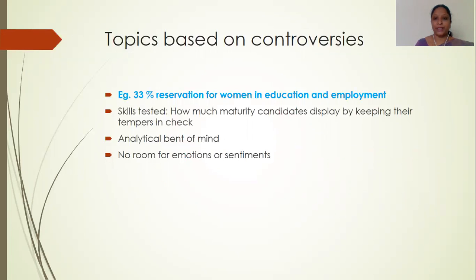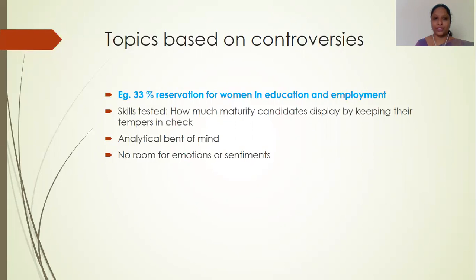Then we have topics based on controversies. Controversies means there is some issue related to it and there is a lot of debate that can happen. For example, 33% reservation for women in education and employment. So there are some people who would support that 33% reservation should be there for women, and there are some people who oppose it.